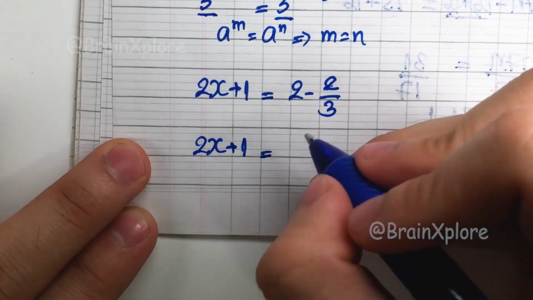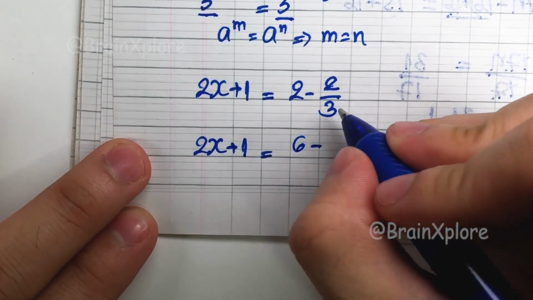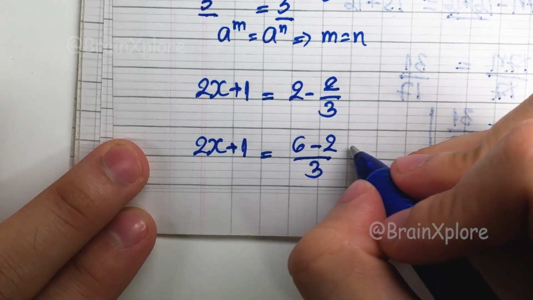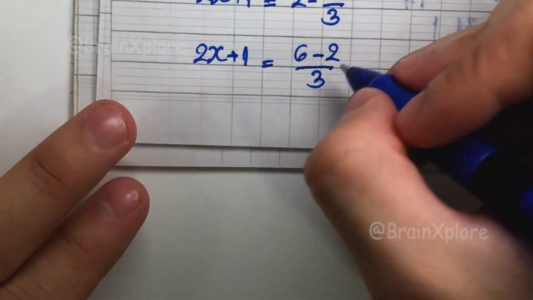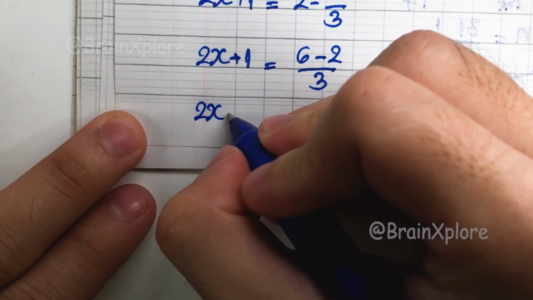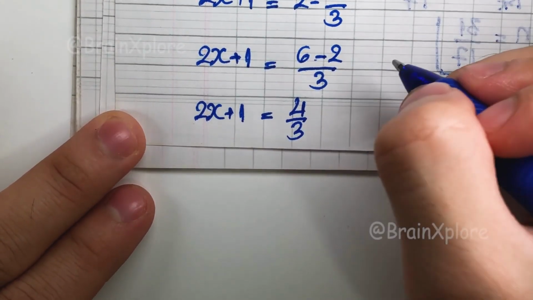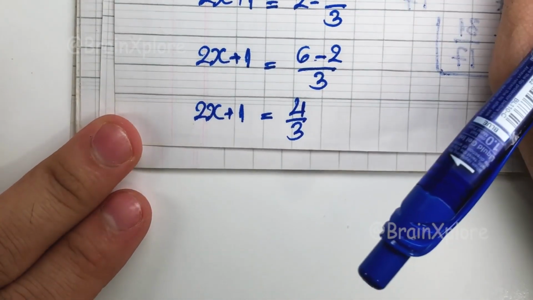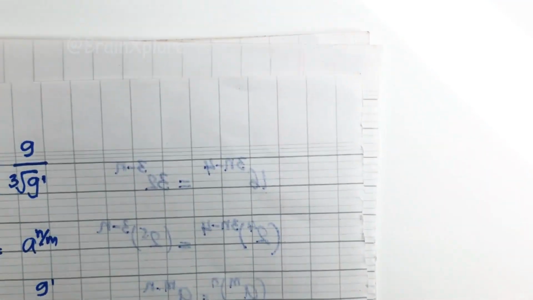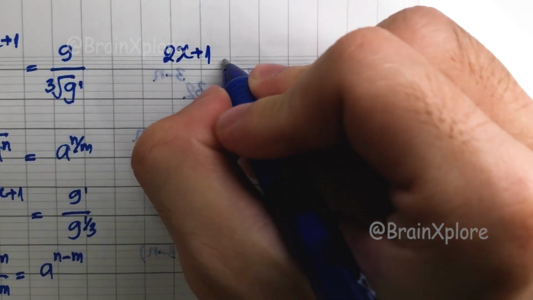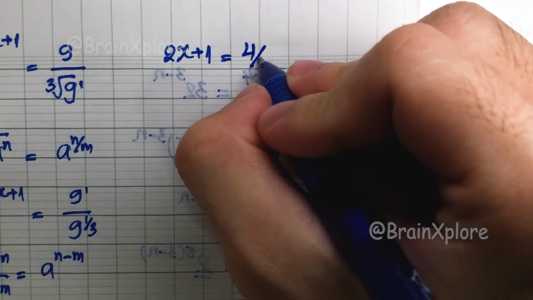So now we're going to apply the common denominator, equal to 6 minus 2 over 3. Okay, so I'm going to write another line. So this one equal to 4 over 3. Alright, so let's go to this page. We're remaining the equation 2x plus 1 equal to 4 over 3.